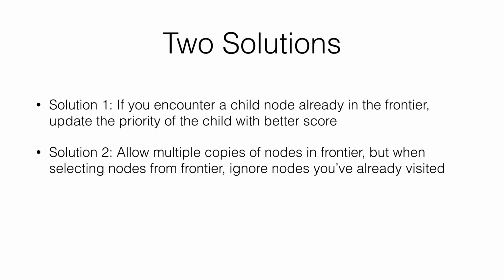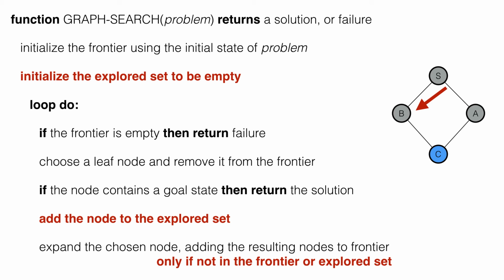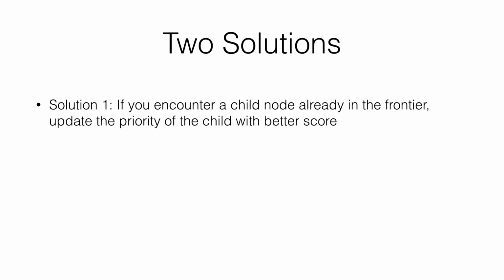So a second solution is to allow multiple copies of the nodes in the frontier, but when you select nodes from the frontier, you just ignore nodes that you've already visited. So we would essentially add 2 copies of C. In the previous example, you would add 2 copies of C to the frontier, and then when you go to expand it, you would expand the cheaper one, and then later on, if you pop C off of the frontier again, you just move on and pop the next node off of the frontier.